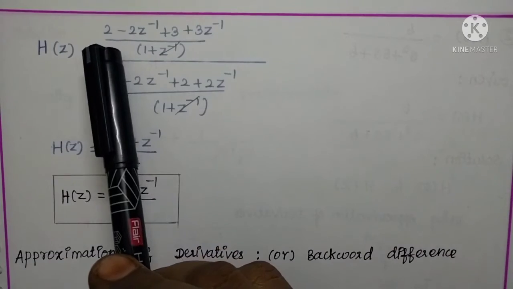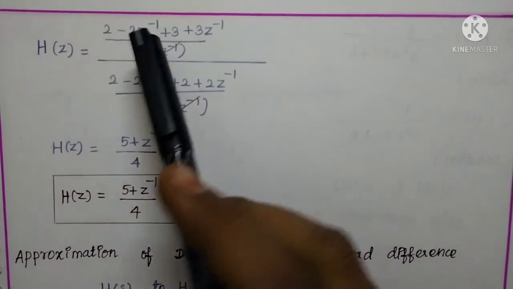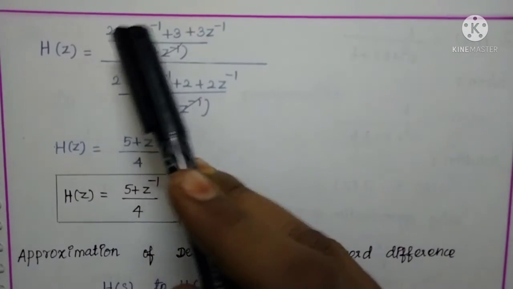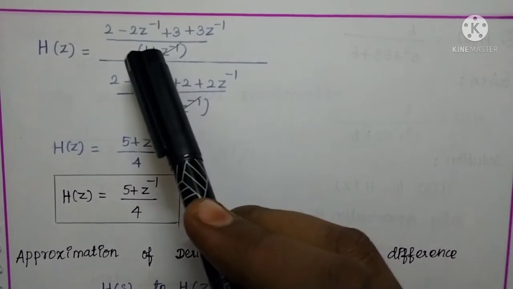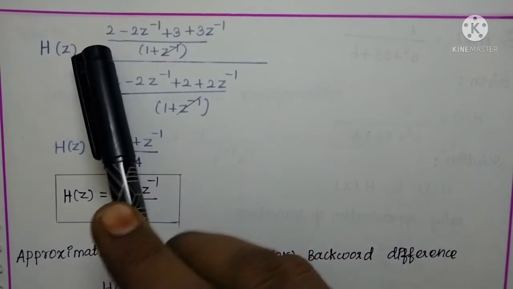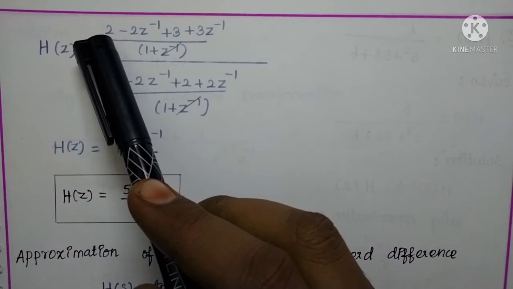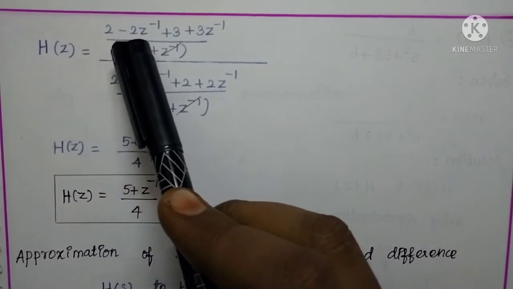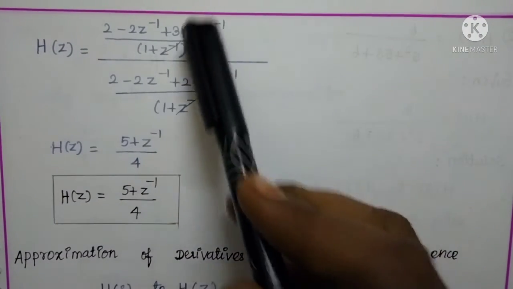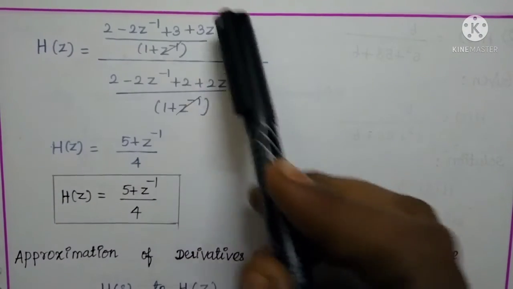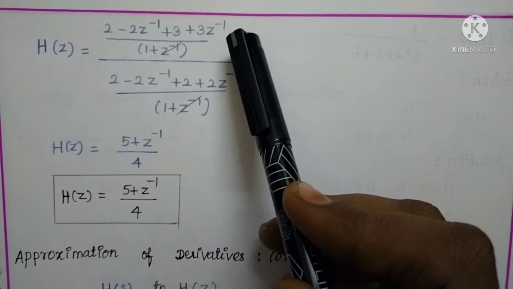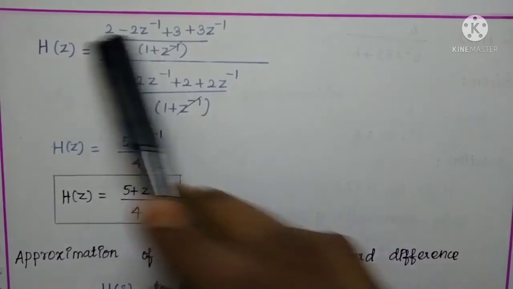So when we multiply s plus 3, in the place of s we have 2 into 1 minus z inverse divided by 1 plus z inverse. So take LCM 1 plus z inverse. So 2 into 1 minus z inverse, multiply 2 inside the bracket. So you will get 2 minus 2 z inverse plus 3 into, since there is no denominator here, we have to multiply this term to take LCM. It is 3 into 1 plus z inverse will give you 3 plus 3 z inverse divided by this.